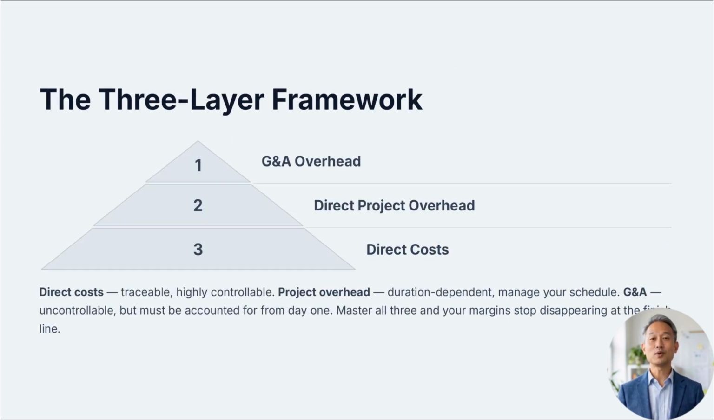To wrap this up, remember that direct costs like labor and materials are easily traceable and highly controllable by you. Direct project overhead, like your own salary and site rentals, is tied strictly to the project's duration and requires tight schedule management to control. Finally, G&A overhead is the uncontrollable corporate allocation that you must account for even if you cannot change it. If you master these 3, you will finally stop the mystery of why your project margins keep disappearing at the finish line.